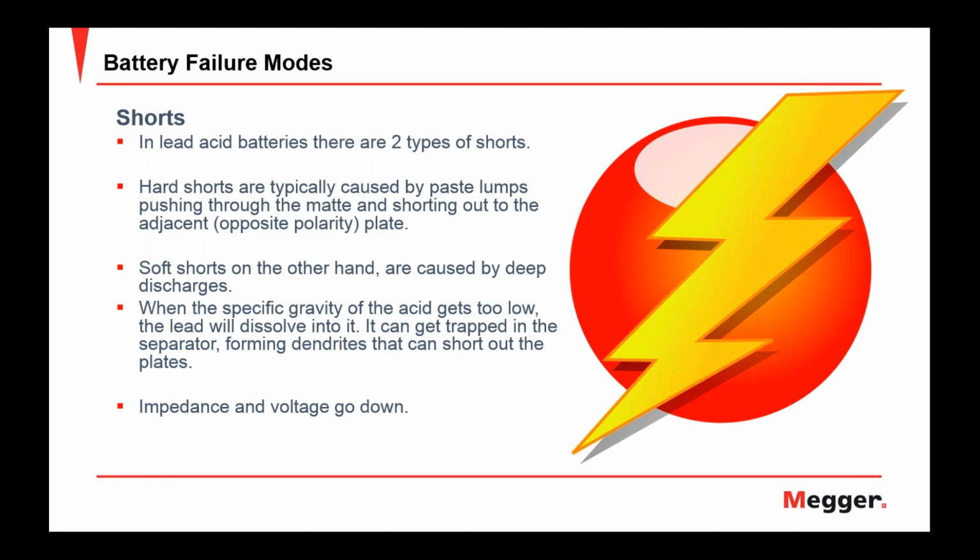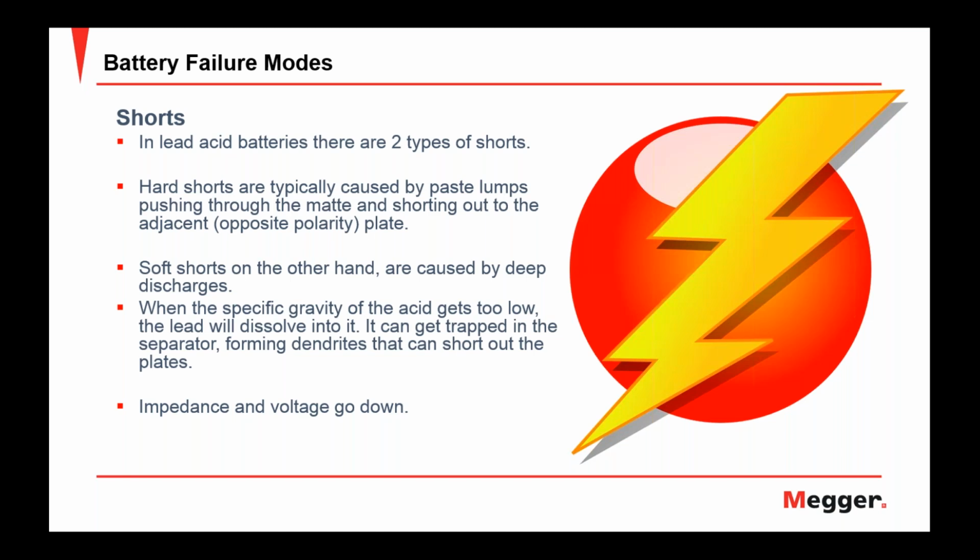Now, we also have soft shorts. Soft shorts occur due to deep discharging. On lead-acid batteries, when we discharge them, they're only really designed to be discharged down to about 80 percent of voltage in general. When we go lower than that, what ends up happening is the specific gravity of the electrolyte will approach 1.0.